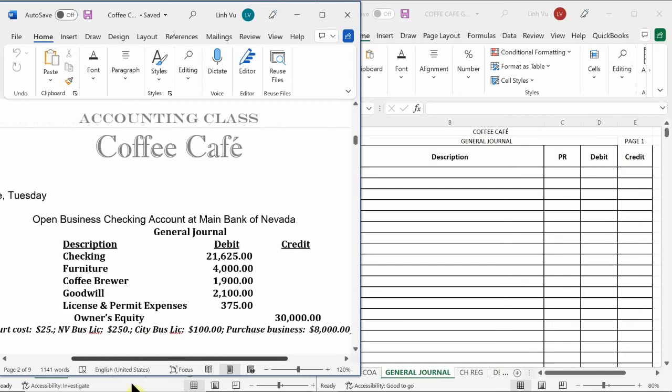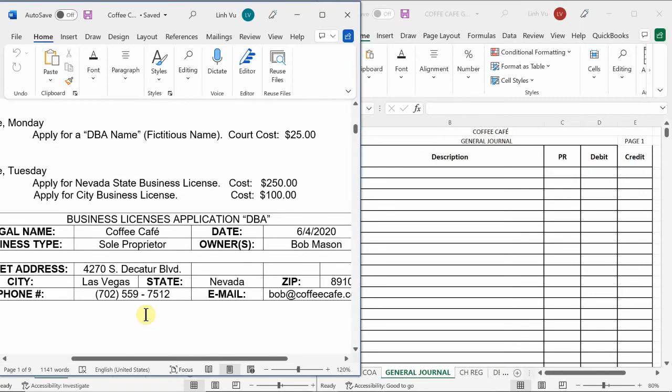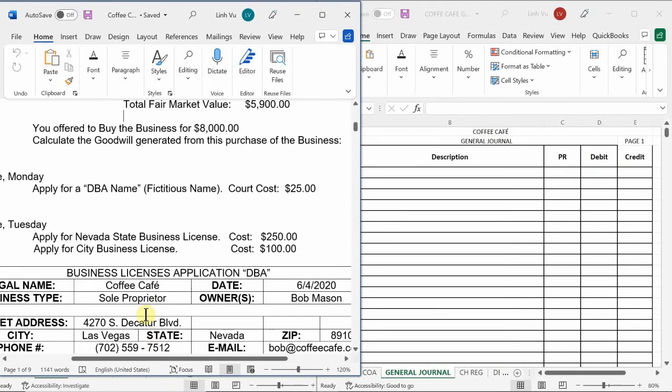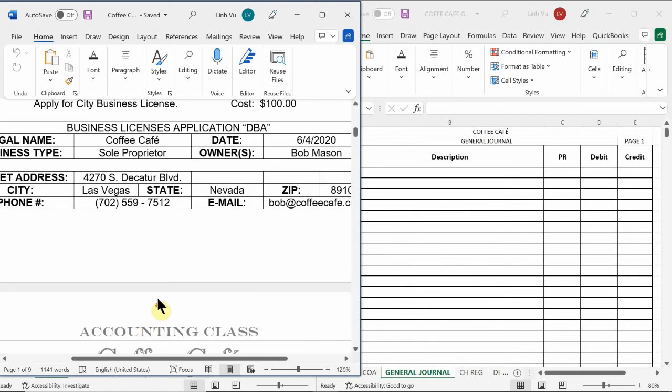So here are the things that we bought. Okay, how much money do we have left? We only have $21,625 because we just spent money to get a license from the state and the city. We spent money to change the name, and we spent money buying a business. So in grand total, how much money do we actually have left?